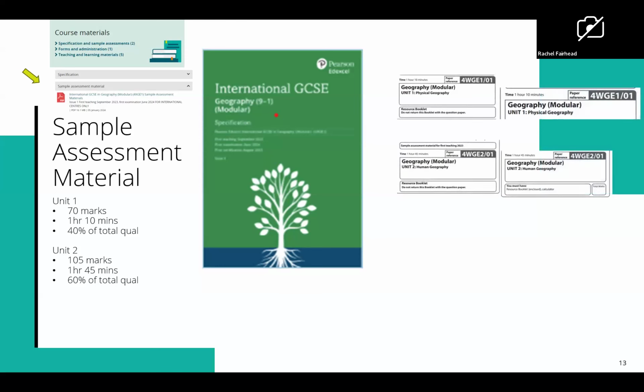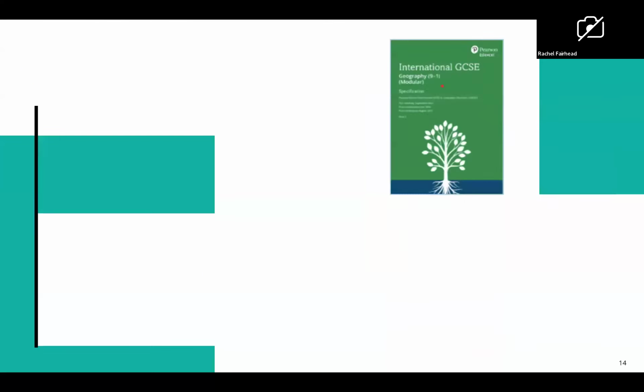Within the material available to you, you have sample assessment material. And I've put some screen grabs up there showing that you've got sample assessment material for all of the different units. So that again is a really good resource in terms of your planning, setting tests, looking at what is needed, and looking at the kind of level you need to adopt.